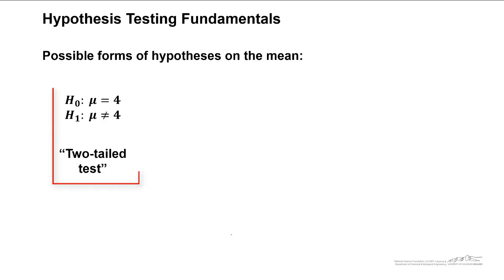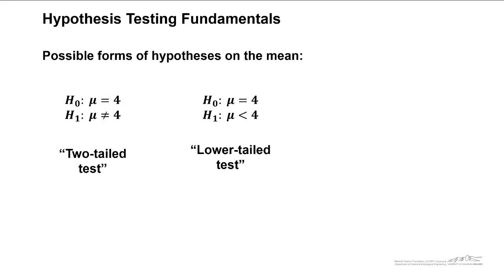Let's take a look at the possible forms of hypotheses on the mean. As an example, mean could equal 4. We could have a two-tailed test where we say, as our alternate hypothesis, the mean is not equal to 4. So that's known as a two-tailed test because we're looking at greater than or less than 4. A lower-tailed test would be our alternate hypothesis, mu is less than 4. And in order to accept this, we have to show that our sample mean is significantly less than 4. And we have an upper-tailed test where we hypothesize as our alternate hypothesis, mu is greater than 4.